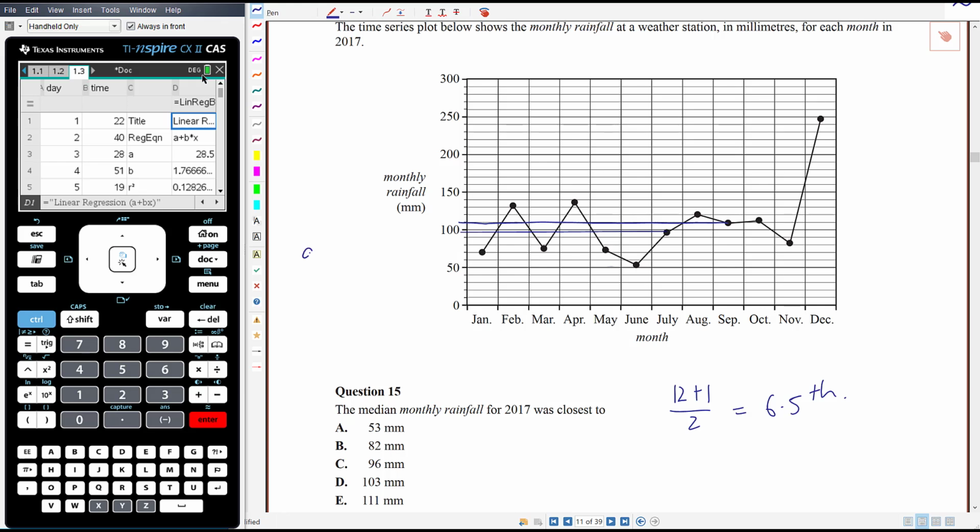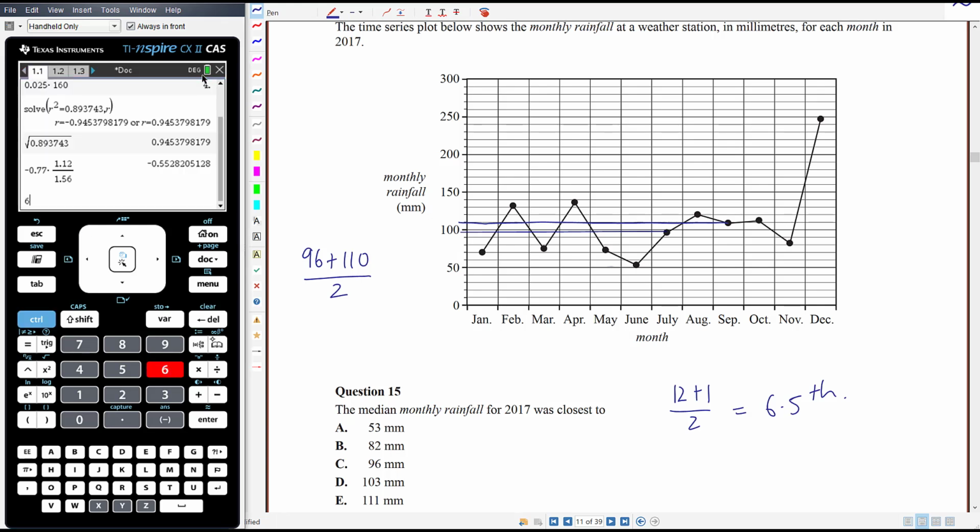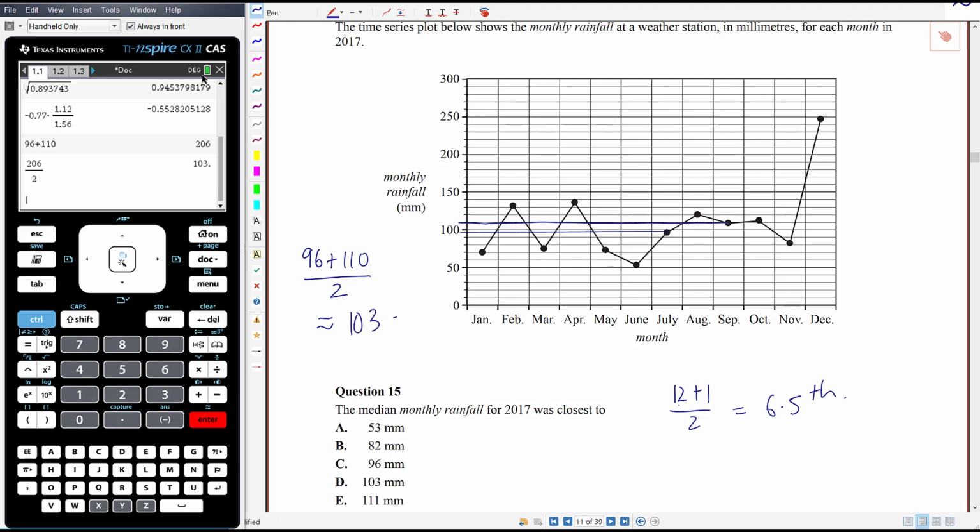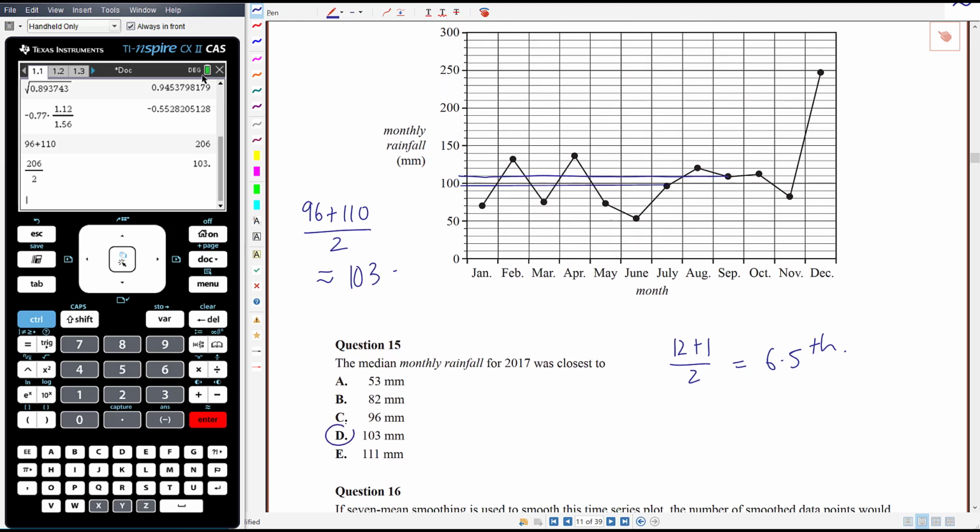So if we look at sort of 96 plus 110, divide it by 2. Let me go back to a calculator page over here. 96 plus 110, and divide that by 2. It's about 103 for the median monthly rainfall. Yep, which is an option, option D.